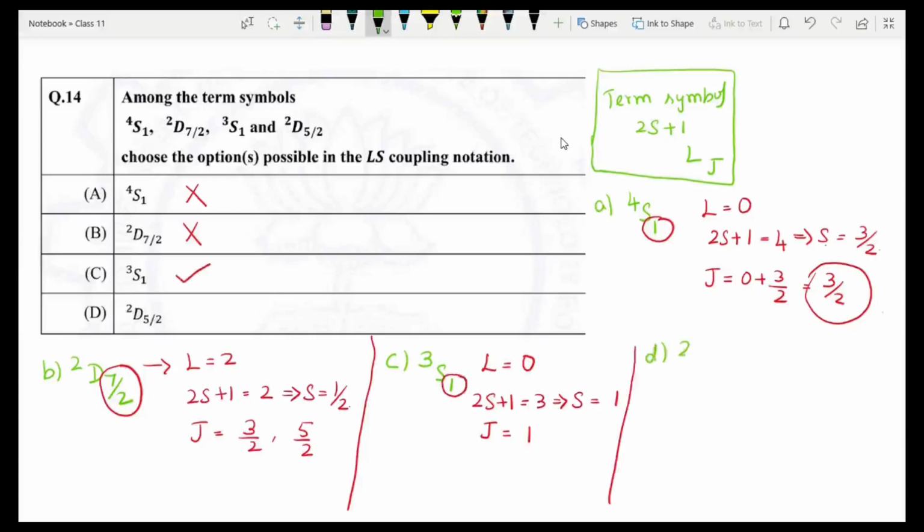D, 2D5/2. The L value is equal to 2 and 2S+1 is equal to 2, so this implies S is equal to half. So the possible J values are 3/2 and 5/2. In the question they have given 5/2. So this is the correct option. So the answer is C and D.